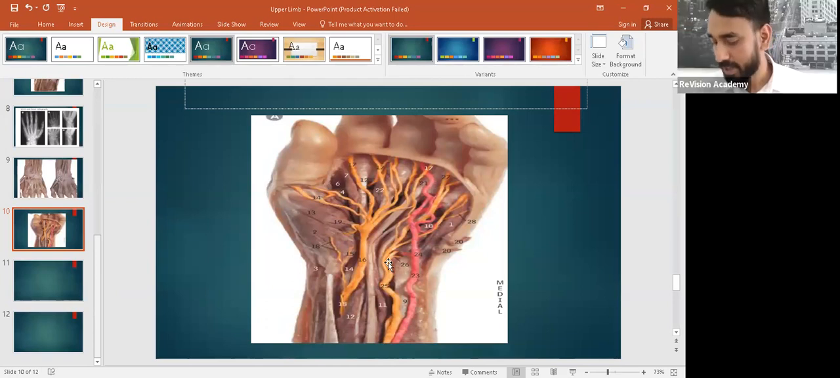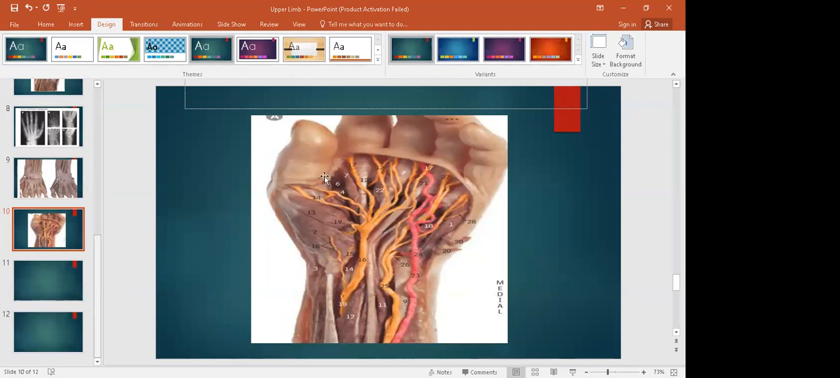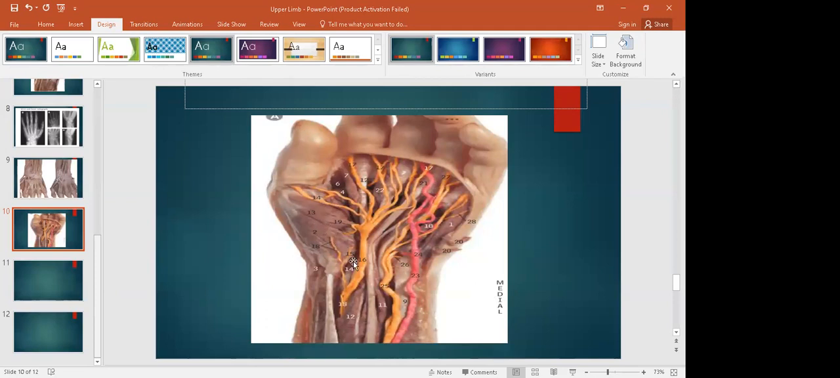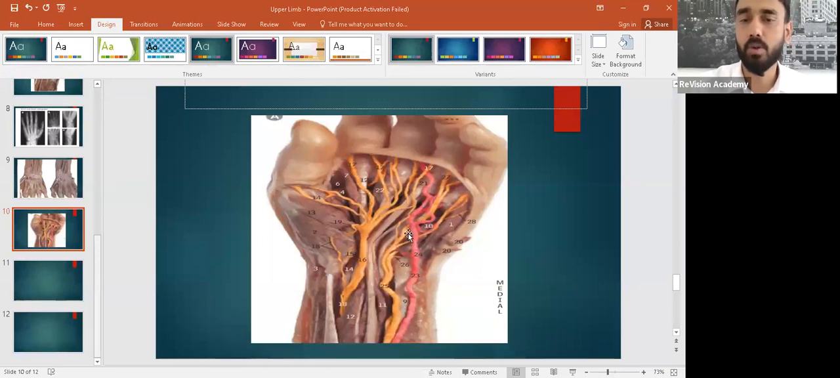Okay, no problem. Just remember the thumb and this muscle, so that you can easily identify this. Don't confuse it with these vessels.